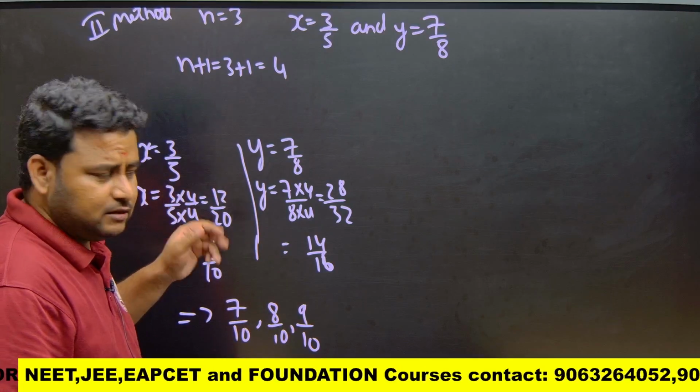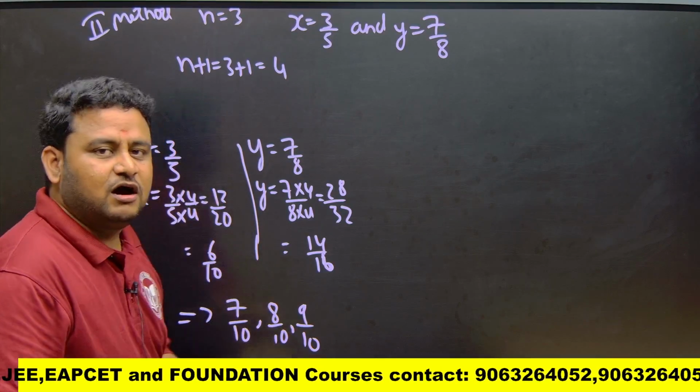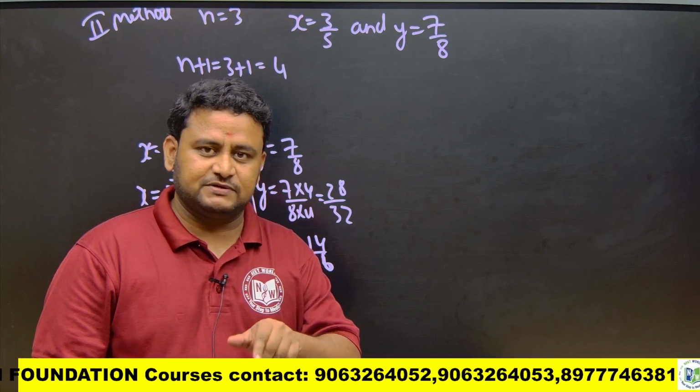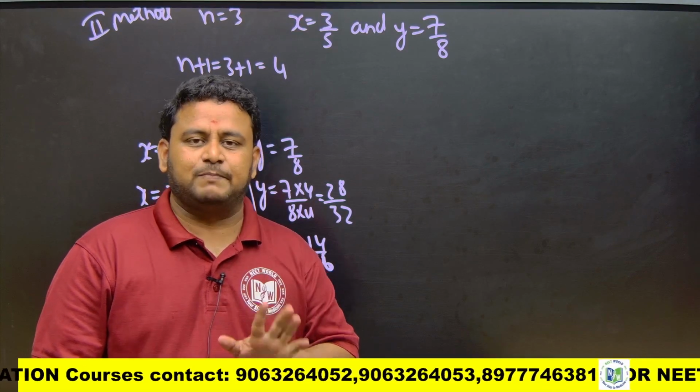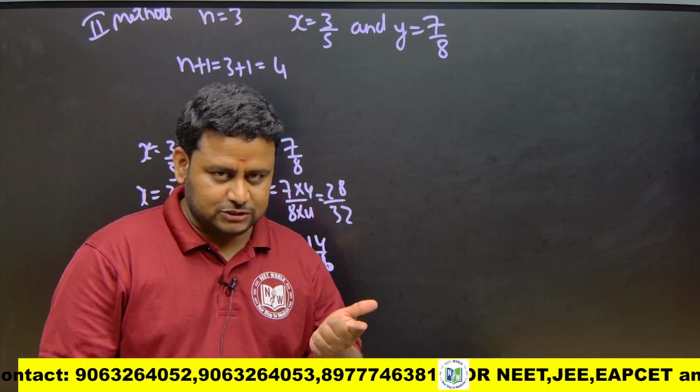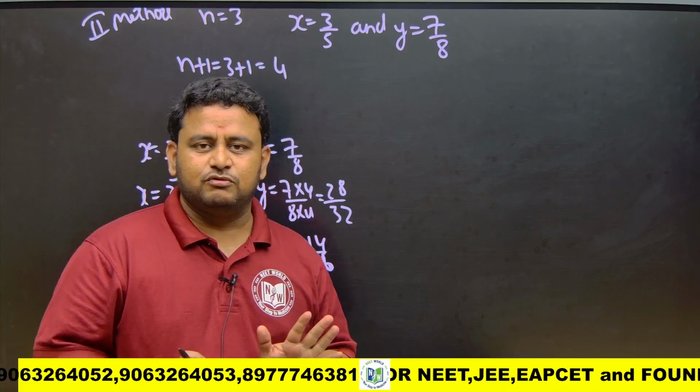This is the second method. You can prefer either this method or the first method, where I told d is equal to y minus x, not x minus y, that is y minus x by n plus 1. In that method, for three rational numbers we can use x plus d, x plus 2d and x plus 3d. This is the method you can follow, friends.